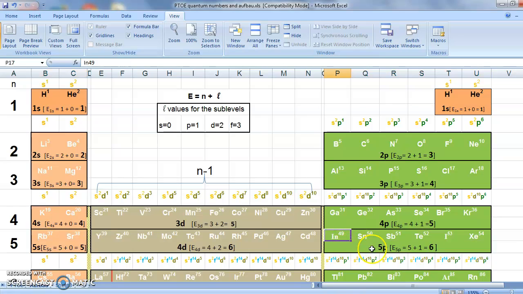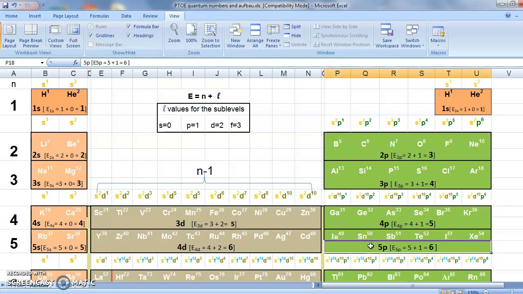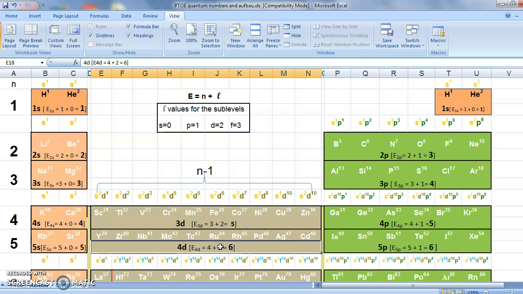It's the first one on the 5P. Why does the 5P get filled after the 4D? For the 4D, we already said the energy is 6. What's the energy of the 5P? Well, my first number is the 5, so that's my N. It's N plus L, but P is a letter, so I've got to convert it back to its quantum number. P is 1. 5 plus 1 is 6. 5P has an energy of 6. The 4D also has an energy of 6. Ties go to the lower N. 4 goes before 5. That's the ordering.